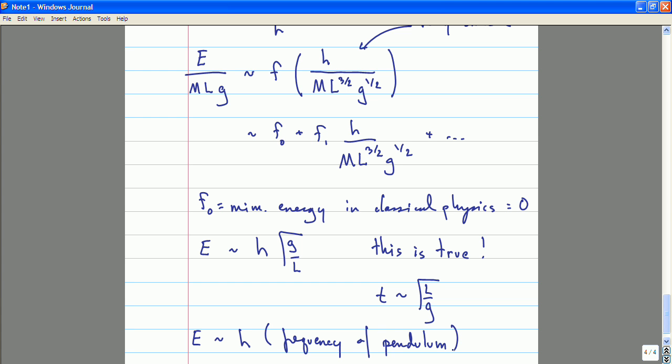And this sort of formula, where an energy is Planck's constant times a frequency, will appear all over the place in quantum mechanics. For example, the energy of a photon is Planck's constant times the frequency of that photon. And we're now seeing that that can also just be regarded as a consequence of dimensional analysis.